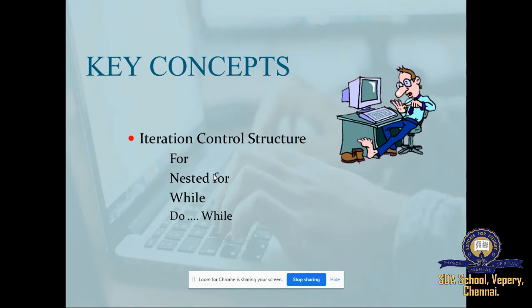These are the types of iteration control structures: for, nested for, while, do while. All these types we are going to study, with an example, flowchart and syntax. At the end of this session, the main objective is the iteration control structure and its working with an example.